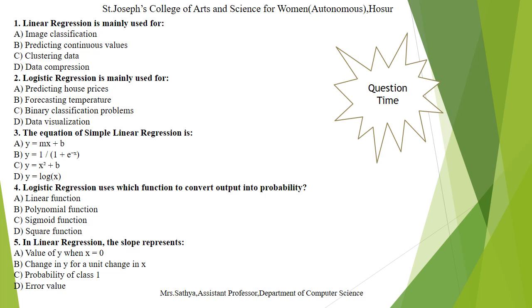The next one is logistic regression. It predicts probabilities, such as yes or no, 0 or 1, true or false. It uses the sigmoid function, the S-curved function, and is used for classification. Both are supervised learning algorithms, both are parametric models, and both are foundational in machine learning. That is what we discussed in this session on linear regression and logistic regression.